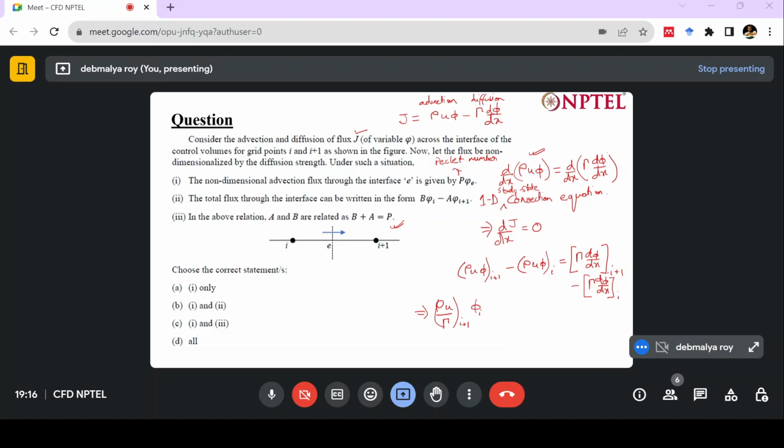plus this will be phi I plus 1, which is the variable that we want to find out. Let's not write it like this immediately.